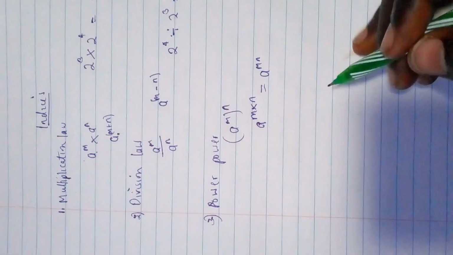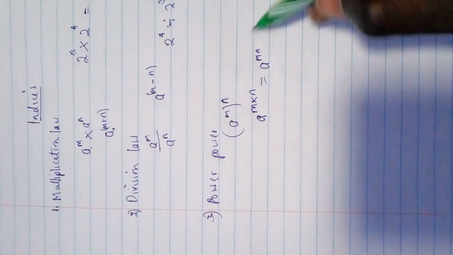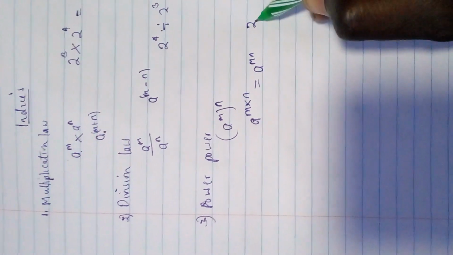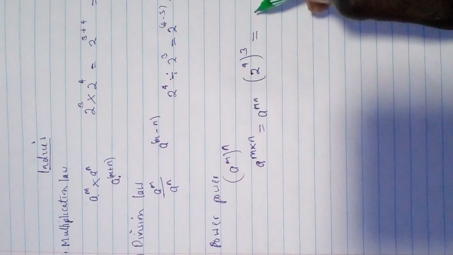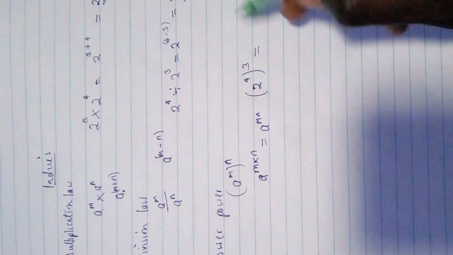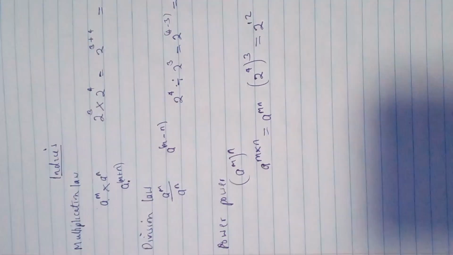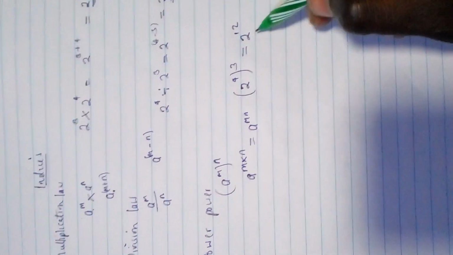Let me use an example so that you can get it better. For example, you're given a number, let me use the same 2 raised to power 4, then you have the whole thing raised to 3. So this will simply be 2 raised to power 12. You can do it in your calculator, you'll get the answer.